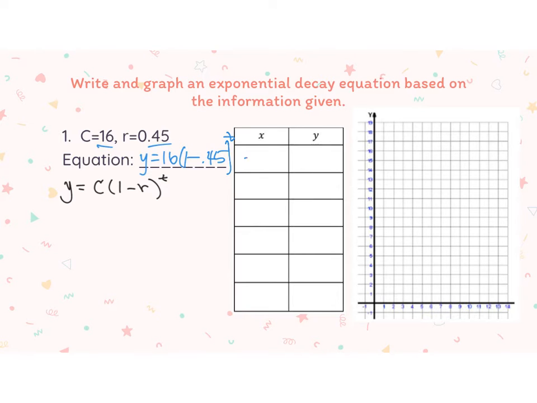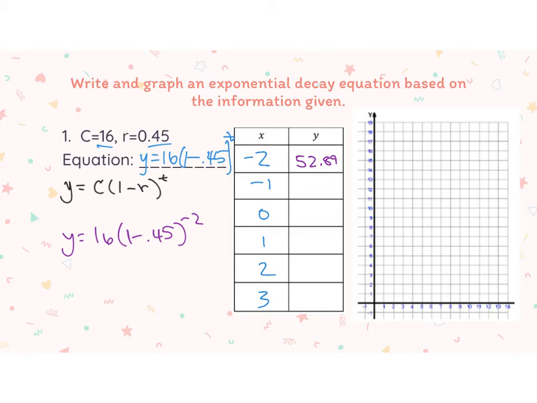All right, so now let's go ahead and make our graph. We're going to have our same x values that we always use: -2, -1, 0, 1, 2, 3, and then we plug them in. So I'd have y equals 16 times (1 minus 0.45) raised to the -2 power. If you don't have your calculator out already, go ahead and grab your calculator. You're going to need that today. So I have 16 times, open a parenthesis, 1 minus 0.45, close a parenthesis, raised to the -2 power, and I get 52.89 there.